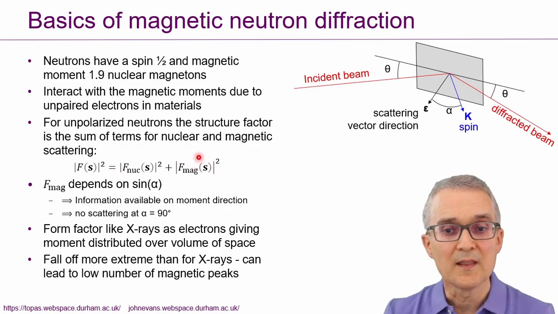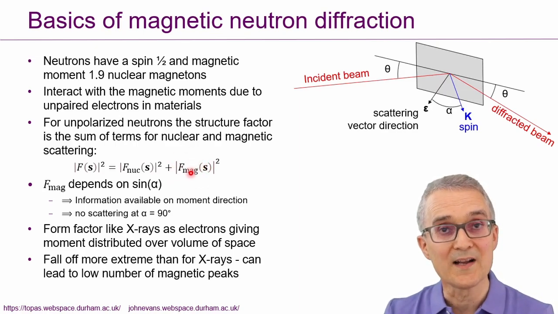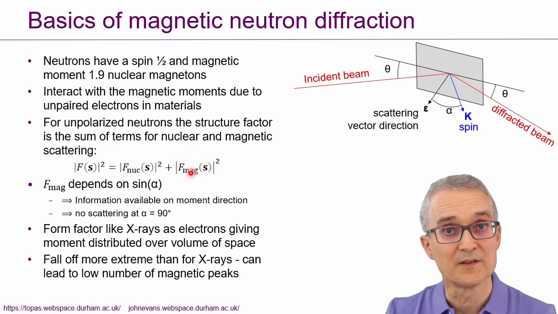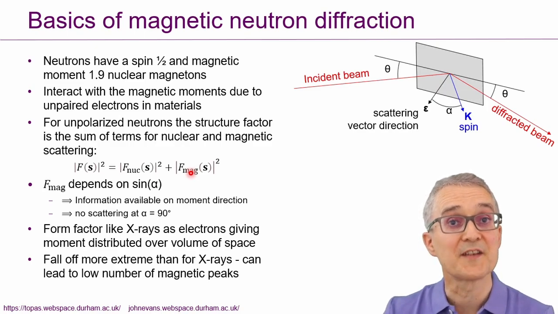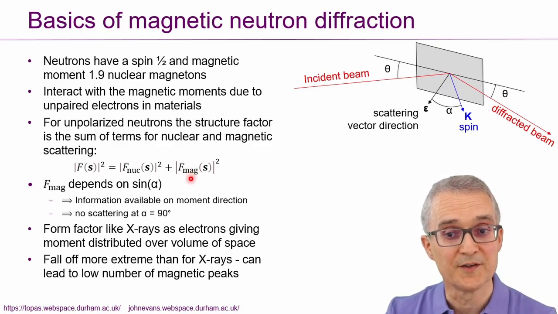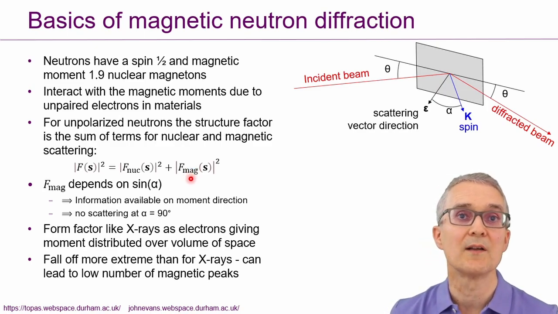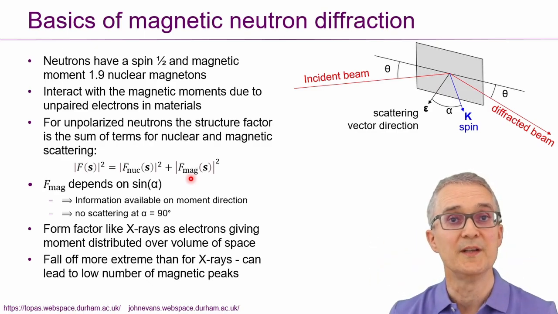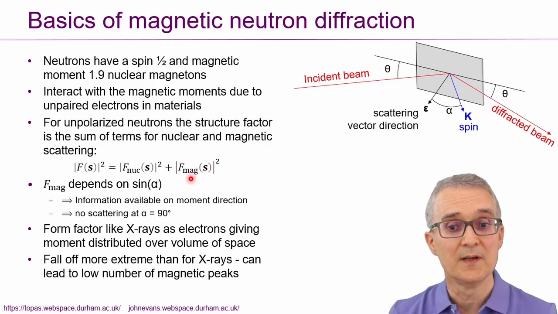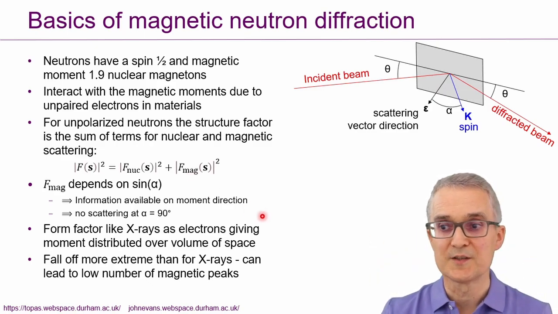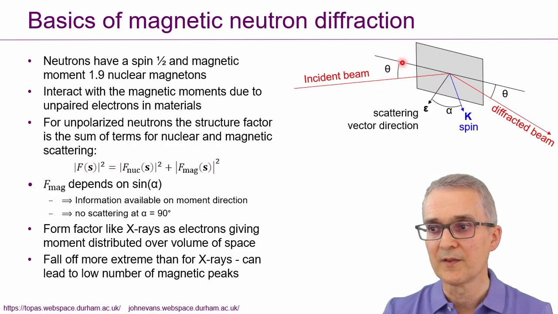And it turns out the magnetic structure factor depends on the angle between the magnetic moment direction in the material and the scattering vector in your experiment. And it's that dependence that lets you work out not just the geometric arrangement of spins, but their orientation in space. So that idea is explored a little bit in the diagram on the right here.